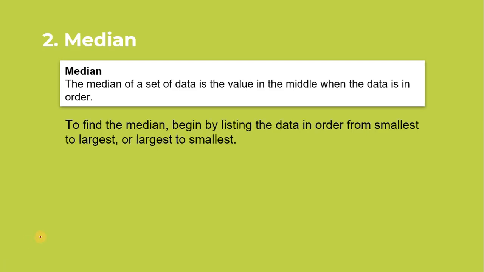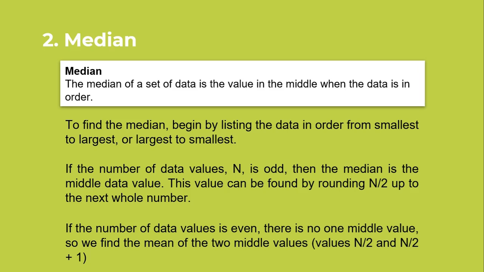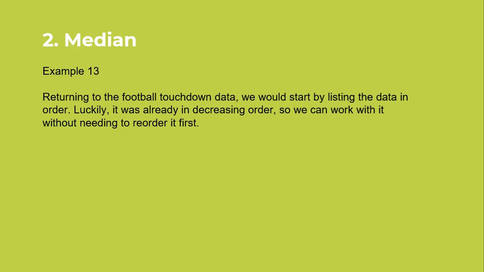Okay, so to find the median, begin by listing the data in order from smallest to largest or largest to smallest. So before you look for the median, the center middle point of the data, do not forget to arrange the values first. Okay, so if it is odd, it is the one at the center. If it is even, you get the values at the middle and divide by 2. Okay, so example, for ease.